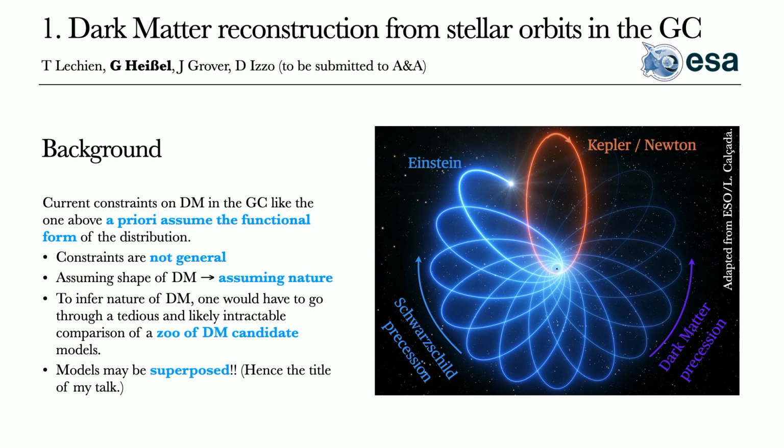So if you really want to learn not only how much matter is there, but what kind of matter is there, you would have to go through a very tedious comparison of a zoo of candidate models of dark matter. And as I emphasized before, it's not excluded that they might be superposed, right? For example, a background star cluster plus particle dark matter, something like that. So model comparison is something very difficult.